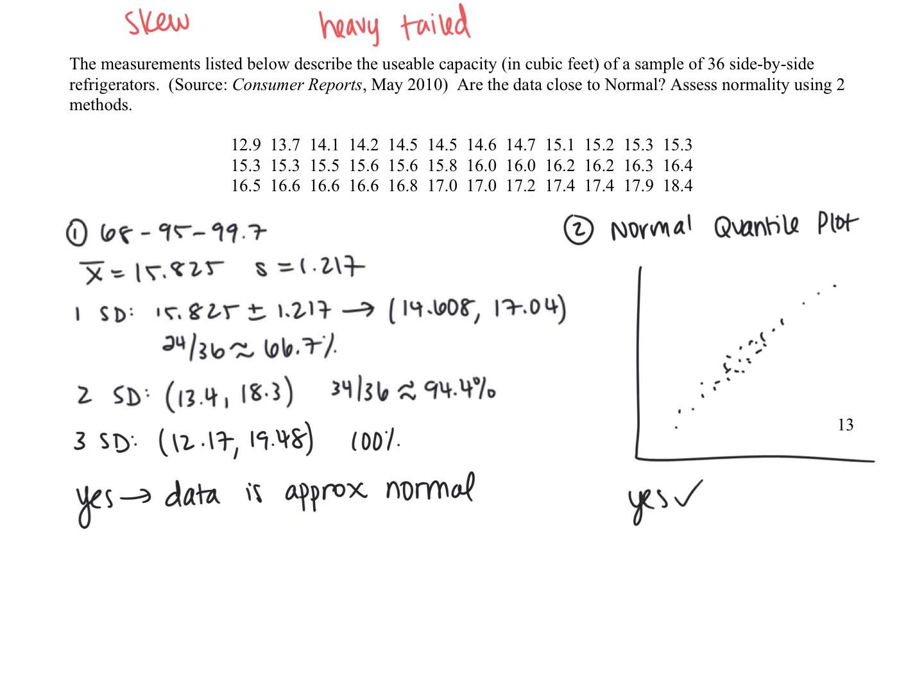So again, yes, our data looks approximately normal. Do you need to do both? No. I'm asking you to do both so that you can see the 2 different methods. But again, the expectation with the normal quantile plot is that I will give the plot to you. You are not going to be expected to come up with this yourself.